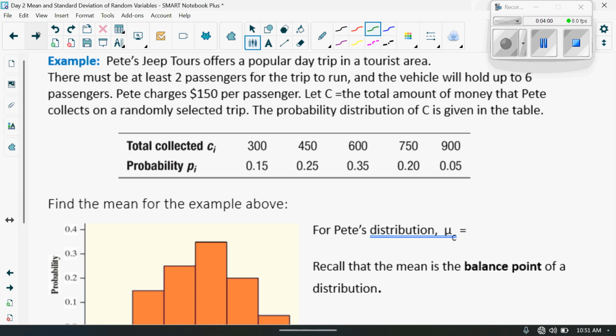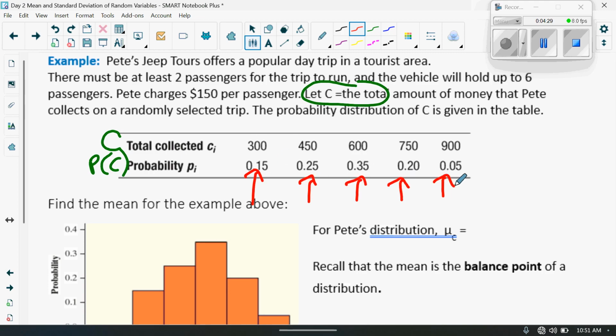We've seen this example before. We talked about it with the median, and now we're going to talk about it with the mean. Pete is charging $150 per person for his Jeep tours. The C, capital C, is going to be the total amount of money that he collects. That's the random variable that we're interested in. And the P of C, in this case, is going to be its respective probabilities. As you can see, there's a different probability for getting $300 versus $450, et cetera.